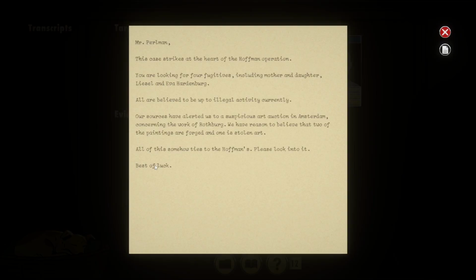Hardenberg. I've decided to start writing notes because then I don't have to keep flipping through. I mean, I still do, I think, but not as much. I can just look down at these names. They are believed to be up to illegal activity currently.